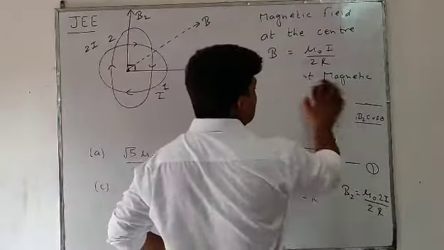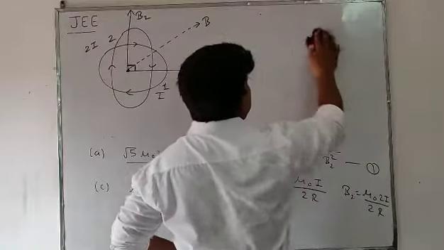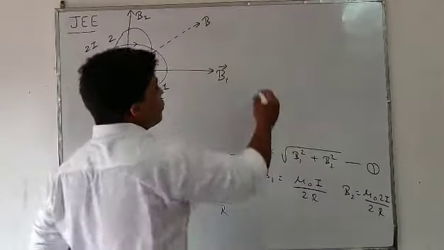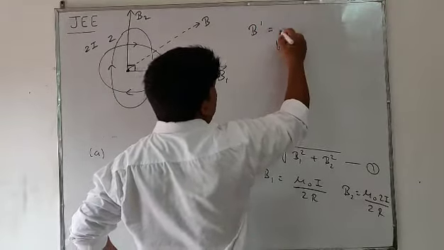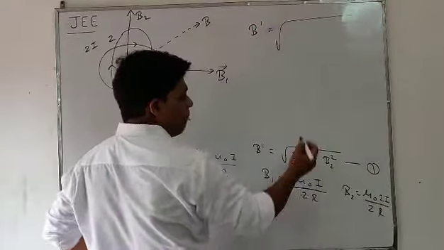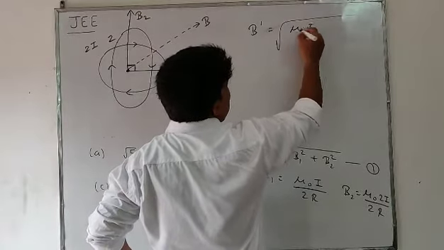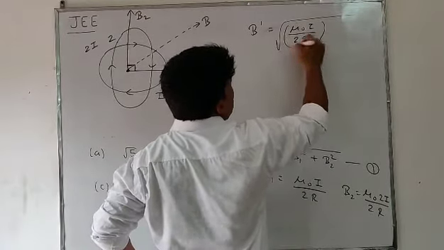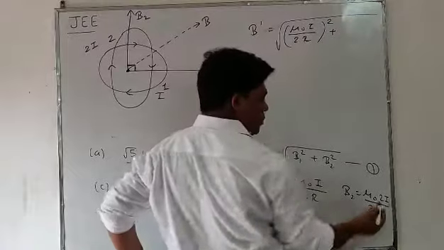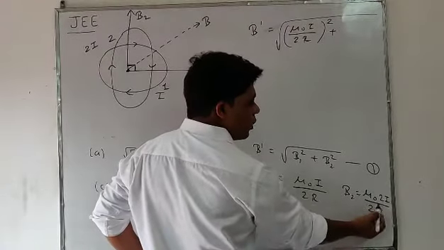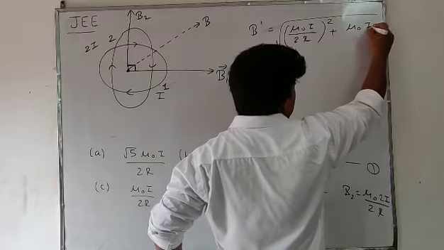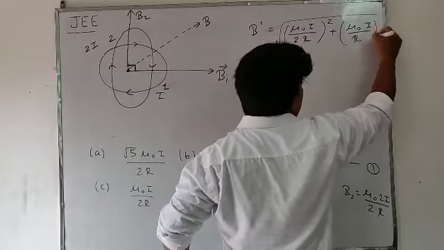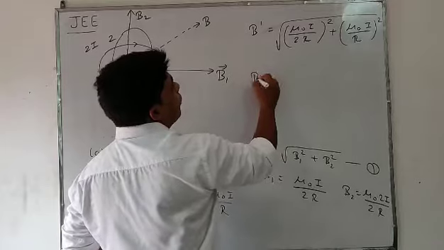Okay, now put it in that equation first. So B dash will be what? What is B1? Mu naught I upon 2R, whole square, and this is what? Look, 2 and 2 cancel out. So mu naught I upon R, whole square.